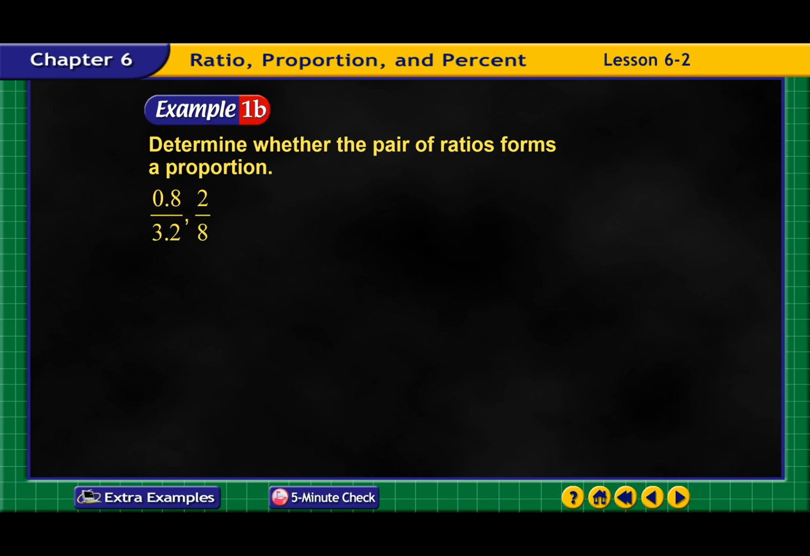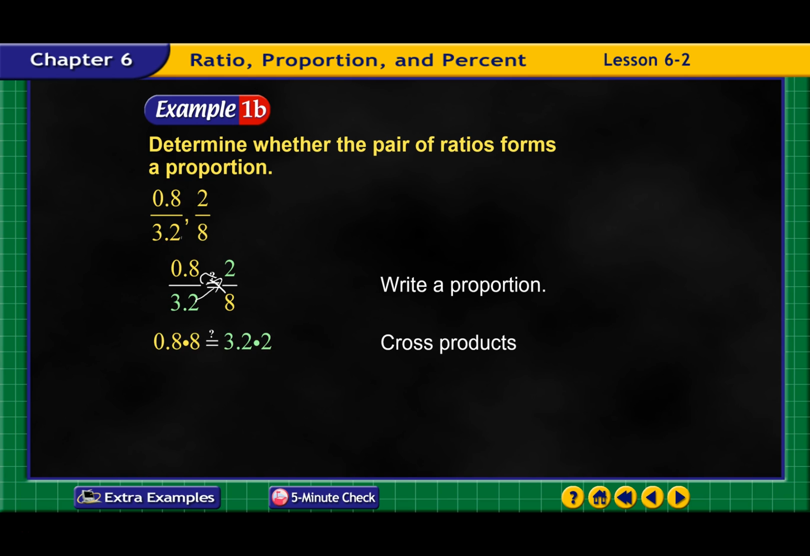Okay, same thing. Determine whether the pair of ratios forms a proportion. Now, there's decimals in here. Oh, no! They put decimals in a fraction. It's like two of my worst favorite things. Again, breathe. It's not so bad. So first, we're going to try to figure out, are they a proportion? So first, we write them as a proportion. Then we're going to cross multiply, or cross products, whichever you prefer. We multiply them out. It comes out to 6.4 equals 6.4. So yes, these two are a proportion because they are equal.